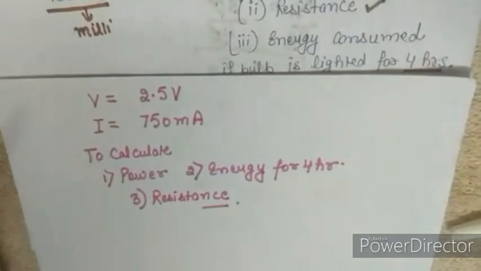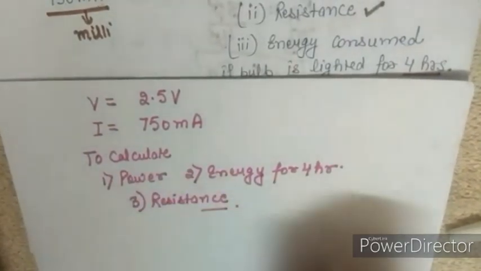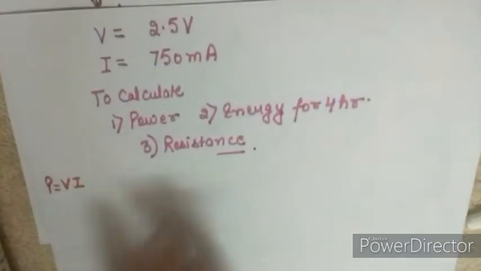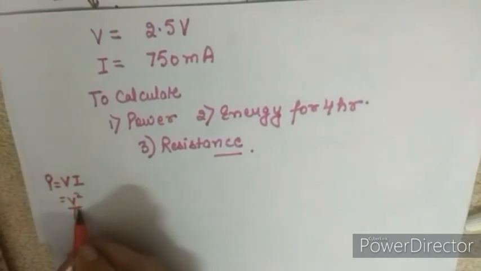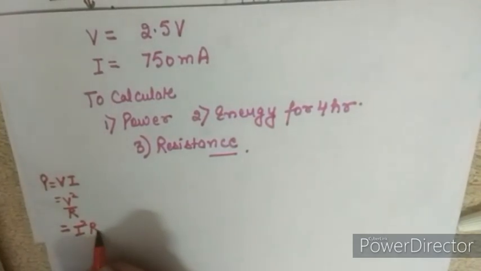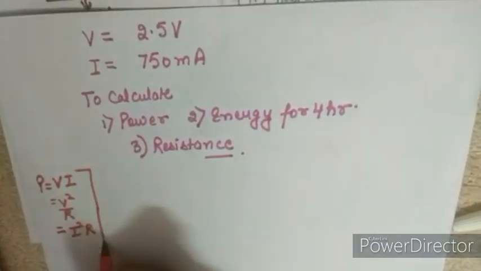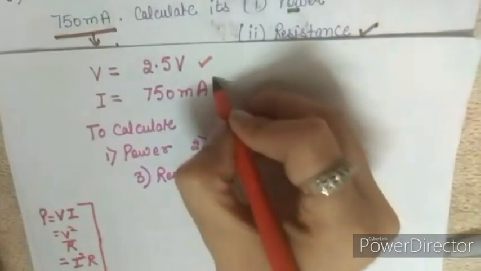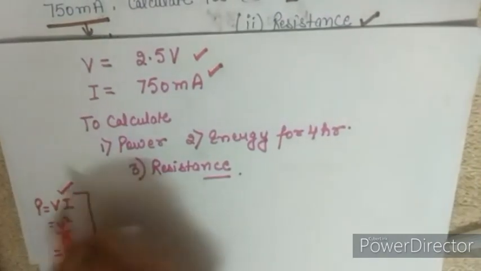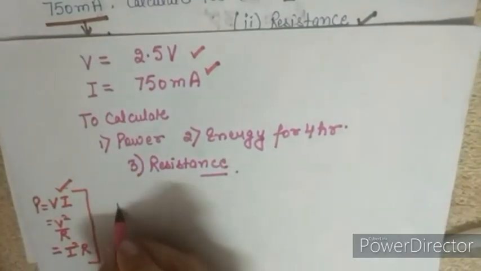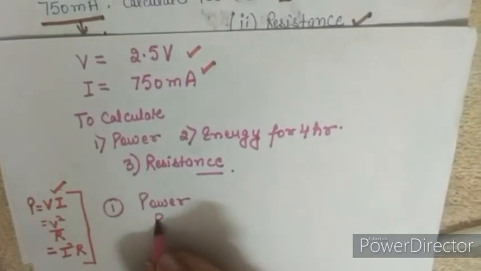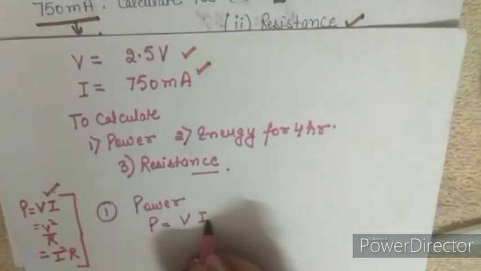So as we read in the formulas, there are 3 formulas of power, that is P is equal to VI, P is equal to V square upon R, and P is equal to I square R. So out of these 3 formulas, what are we given? V and I to calculate the value of P. So we use the first formula. To calculate power, we use the formula P is equal to VI.